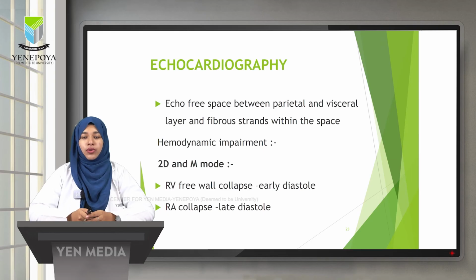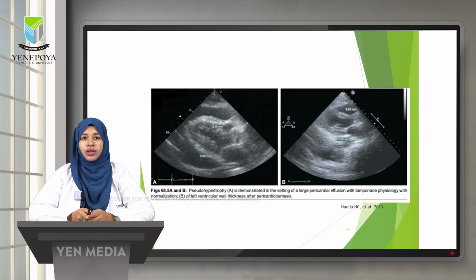So now let's move on to echocardiography. In this you can see there will be echo free space between the parietal and visceral layer, and you can also see fibrous strands present in the pericardial space. So now there will be hemodynamic impairment, as I already said. In 2D and M mode you can see findings in early diastole and late diastole. In early diastole you can see RV free wall collapse, and in late diastole you can see RA collapse.